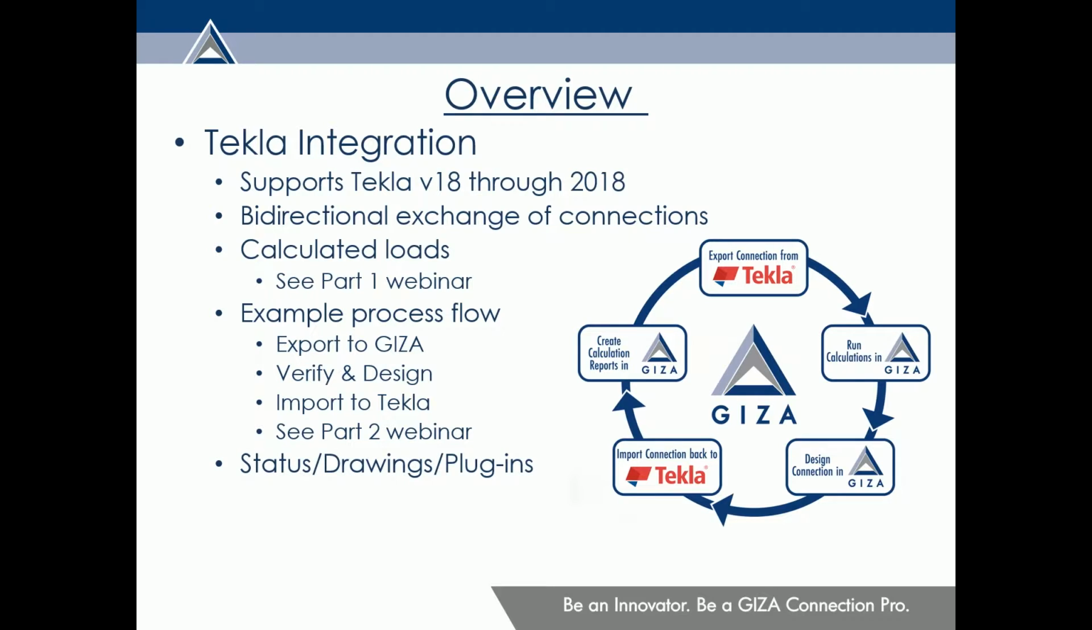And then today we're going to go through the part three content, which talks about the status of the connection design, how Giza works with your assembly drawings, and then also we'll briefly cover the additional plugin components. Giza has created 13 different plugin components that come with the Giza installation, and we will highlight those components along with a brief description of what they are all about.